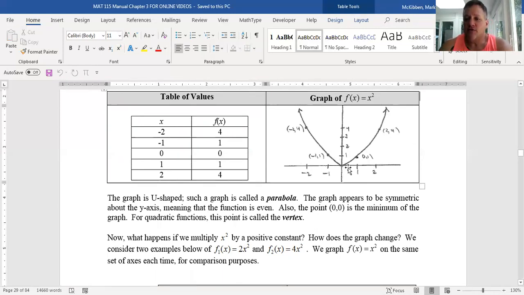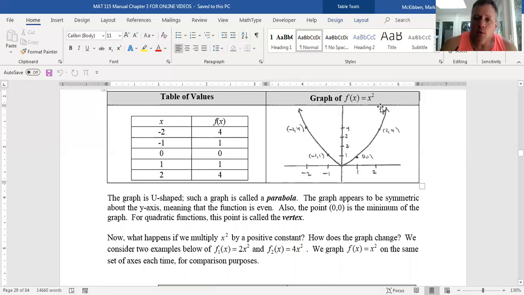Also notice that if you go the same distance on either side of the y-axis, you get a point at the same height, and so we call that function even. It's symmetric about the y-axis. So that is now part of our arsenal. You can use the graph of x squared if it comes up. You don't have to reinvent the wheel with the tables.